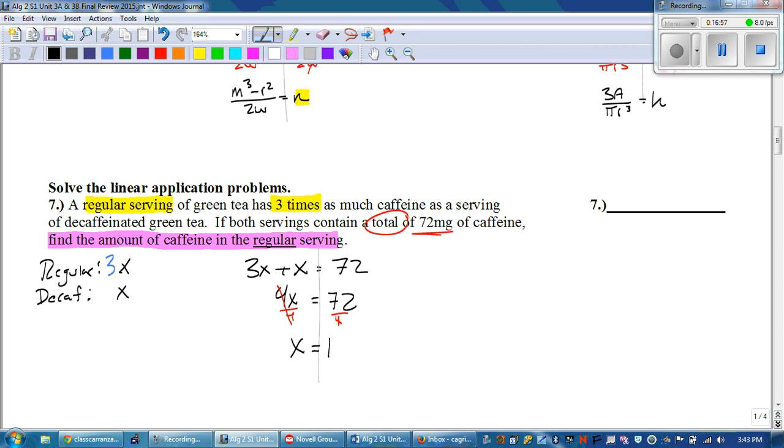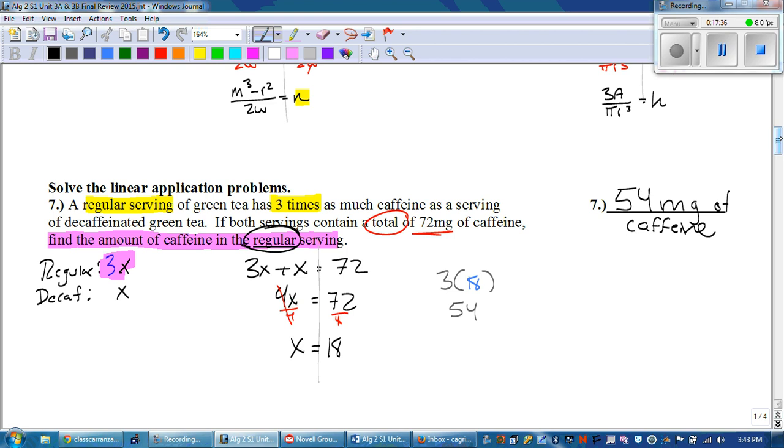Yeah, it's 18. Okay, but pay attention, that's the x. They want the regular, and the regular is 3x. So to get my final answer, I'm doing 3 times x, which is 18. What's 3 times x, or 3 times 18? Yeah, 54. So our final answer is 54 milligrams of caffeine.